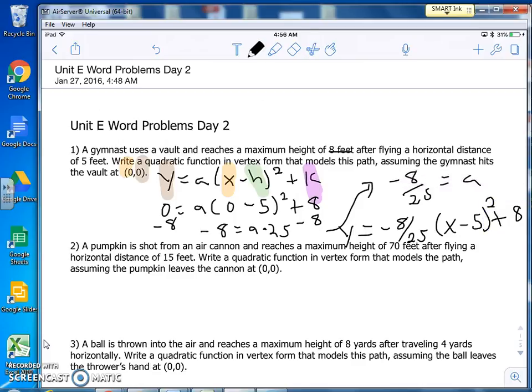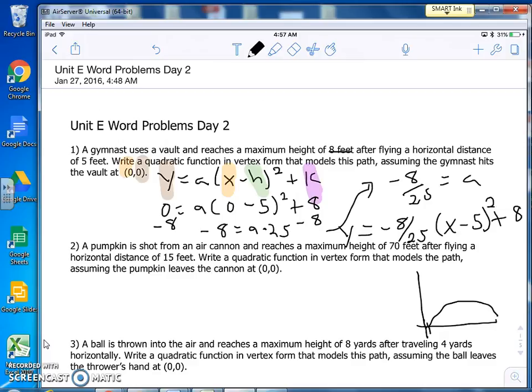The second problem, a pumpkin is shot from an air cannon and reaches a maximum height of 70 feet after flying a horizontal distance of 15. Write a quadratic equation in vertex form that models the path, assuming the pumpkin leaves the cannon at 0, 0. This picture is very similar to what we had before.